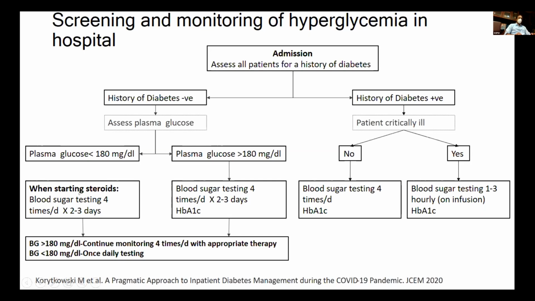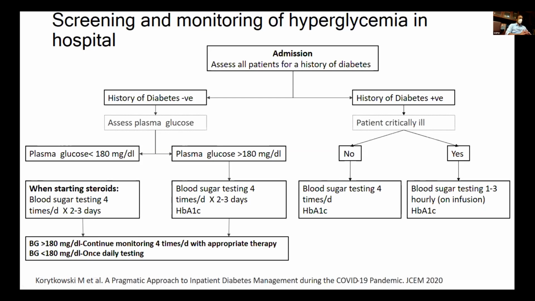So when we are starting the steroids, the blood sugar should also be checked for 2 to 3 days. If all the blood sugars are less than 180, monitor further, or at least once a day we can check whether the blood sugar is rising or not. If the blood sugar is more than 180 at any time, we should continue 4 times a day with appropriate insulin therapy. Those having diabetes and who are critically ill should be put on insulin infusion and the blood sugar monitoring should be done every 1 hour. And those who are non-critically ill and eating, the blood sugar testing should be done 4 times a day.